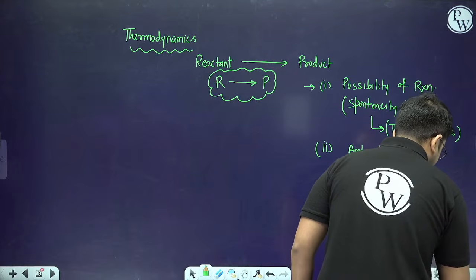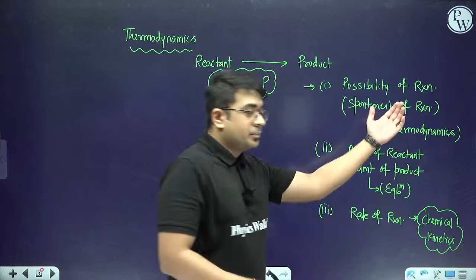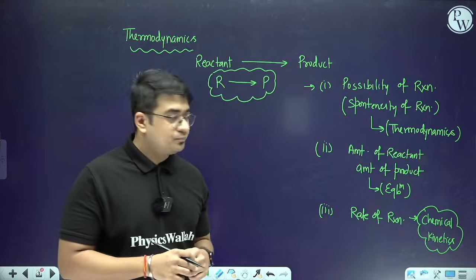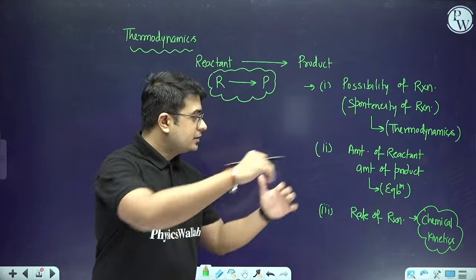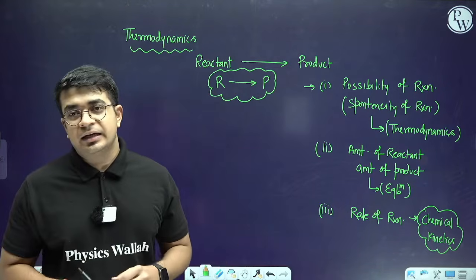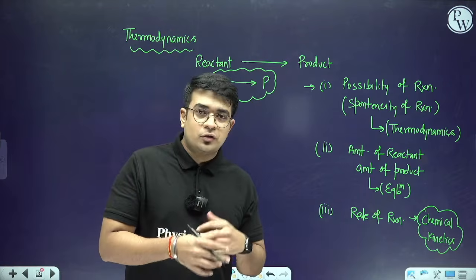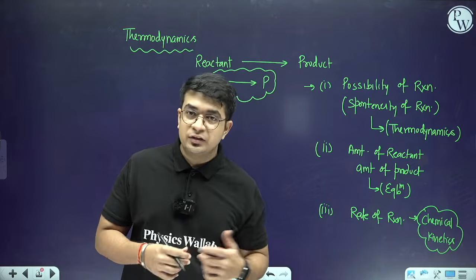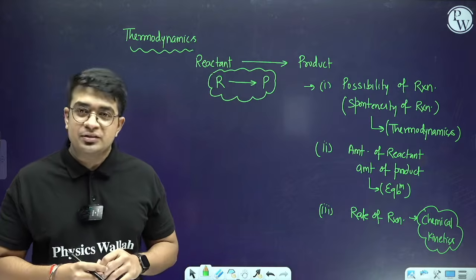So basically I can say that these three parts are related to each other. First part is thermodynamics, then we have equilibrium, and last part is chemical kinetics. They are very interrelated to each other, because most of the formulations, most of the possibility of the reactions are exactly the same in each scenario.